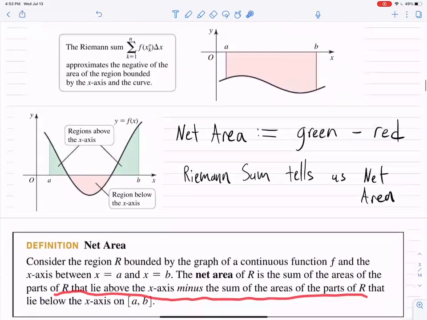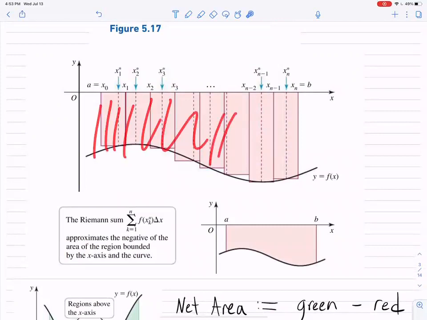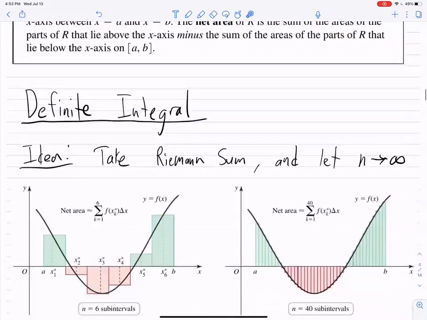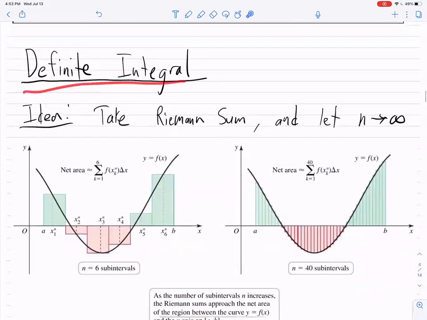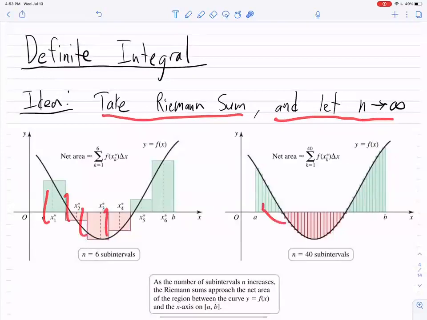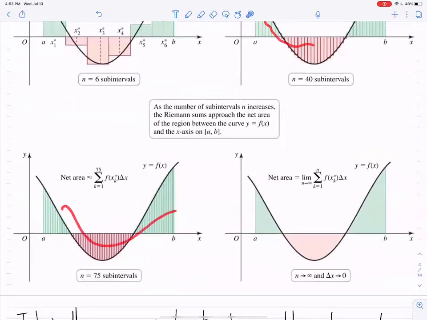Now we're going to talk about what happens when we take the number of rectangles and make it go to infinity, and how that's going to give us the exact area. We're going to give that a name, and it's going to be called the definite integral. The idea of a definite integral is to take a Riemann sum and then let the partition, the number of rectangles, go to infinity. If you let the number of rectangles go to infinity, it becomes a better and better approximation until it's basically the exact area.